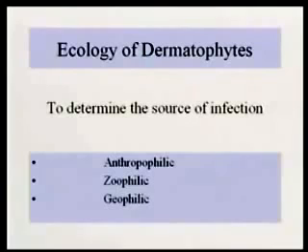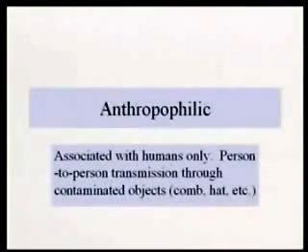And then the last group are the geophilic, in which the animals will roll around in the dirt and get it. And back on the zoophilic, cats and dogs, the pets. So you've got to ask the family if they have pets, and maybe they have to get their pet to the vet. But if you don't treat the pet first, the people are going to just keep getting reinfected.